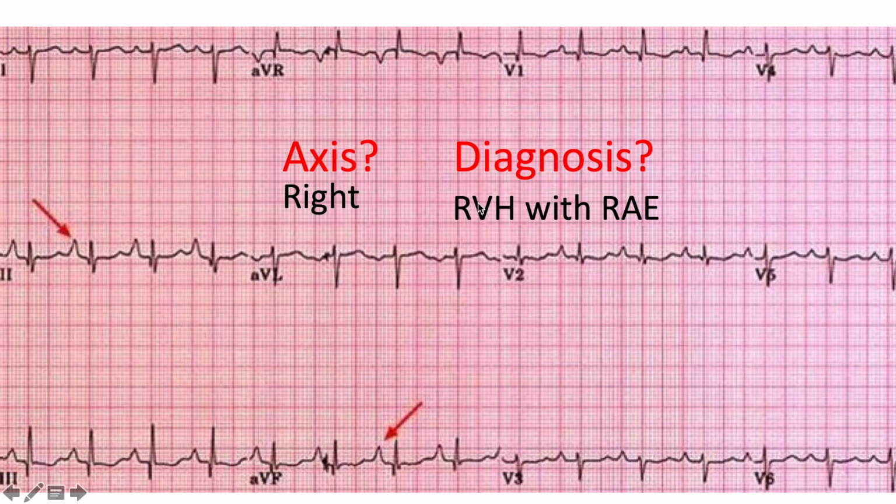Really, the right ventricular hypertrophy becomes the first thing that occurs, and then as you go into diastolic heart failure and blood starts backing up, it turns into right atrial enlargement. And again, right ventricular hypertrophy a lot of times goes with the right axis deviation.